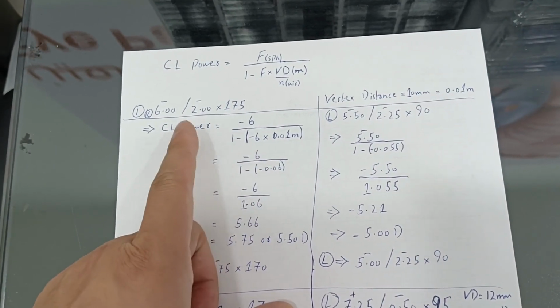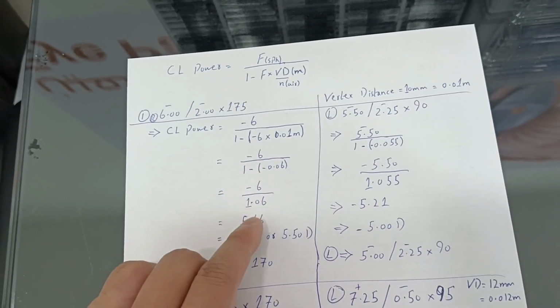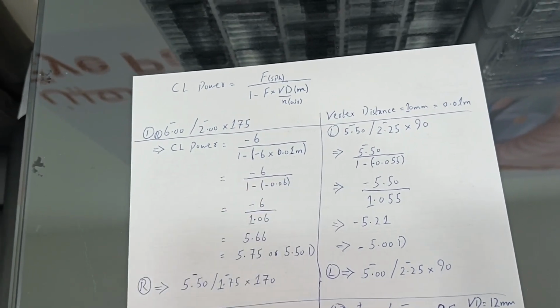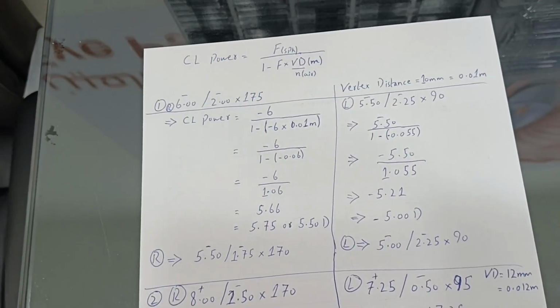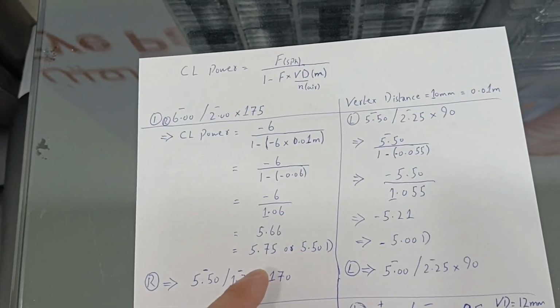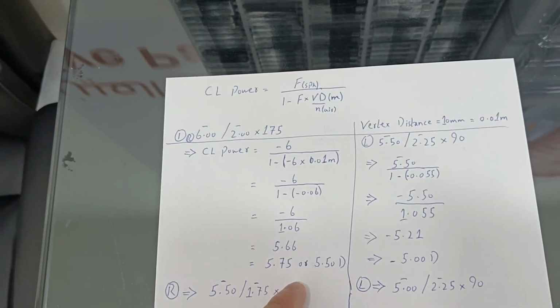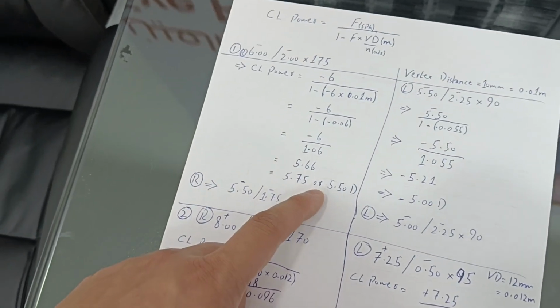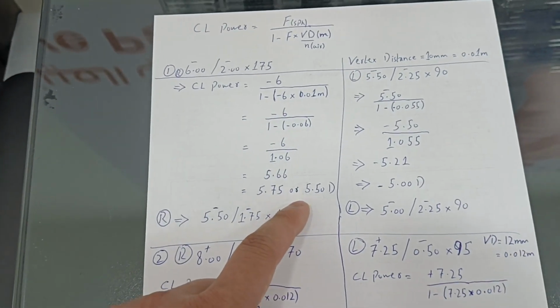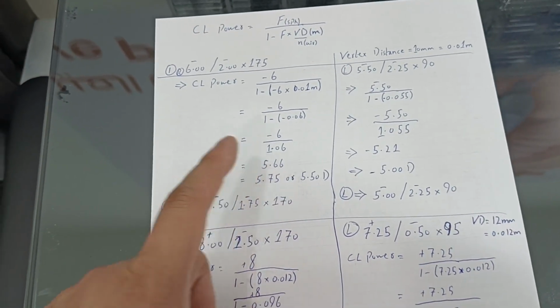For the minus, it will add in the denominator: 1 plus 0.06, it will be 1.06. So the answer will be 5.66. We have to round it off to 5.75. You can also do that, but it is better to go for the lesser power when rounding off. So 5.5. You can also check the chart, it will be the same, 5.5 if the power is -6.